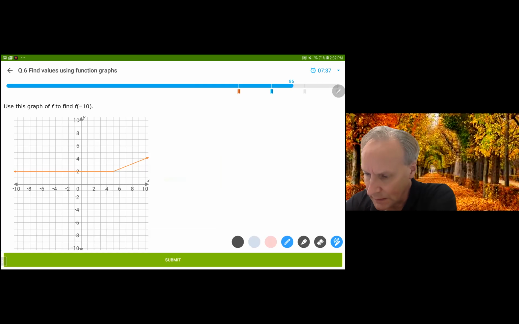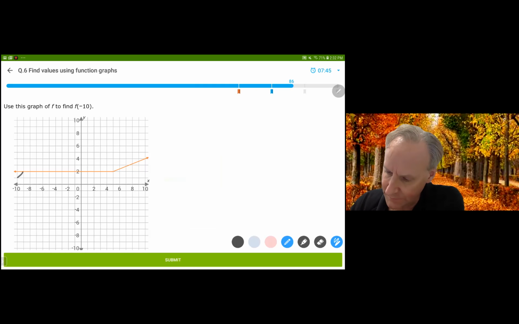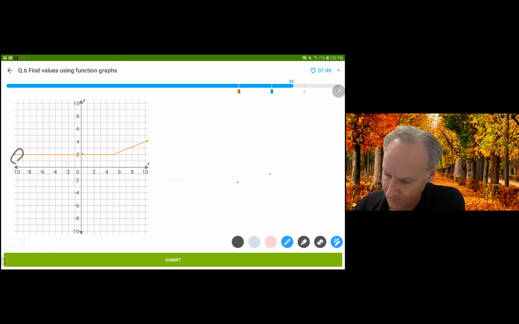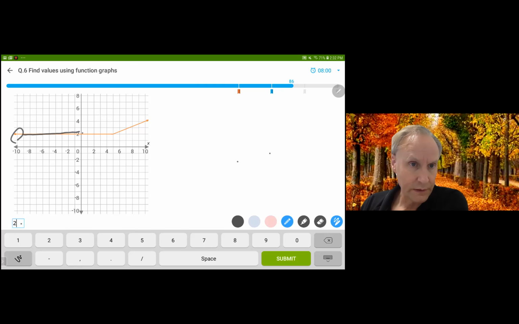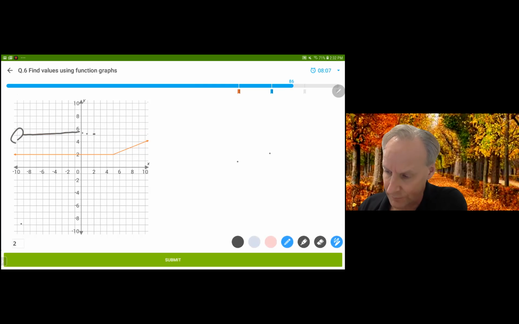Okay, we want to use this graph of f to find f of -10. F of -10 is the y value when x is -10, and that's going to be a y value of 2. In fact, f of -8 and -9 and all of these, all along this line, are all y equal to 2. So f of -1, f of -2, f of 0, f of 1, f of 2, and so on.